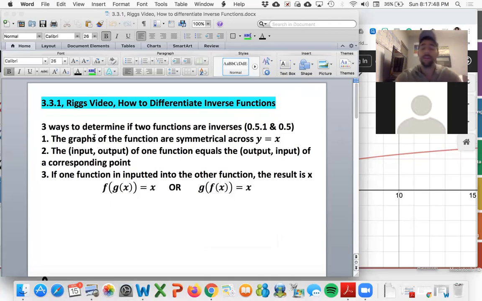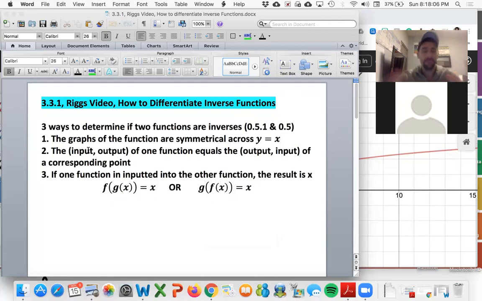But reminder that there are three, and actually more, ways to determine if two functions are inverses of each other. The first one is if we graph both those functions, they are symmetrical across the line y equals x. So if I flipped and mirrored one across that line, it would be an exact match to each other.